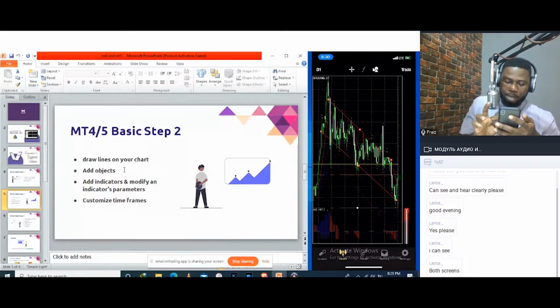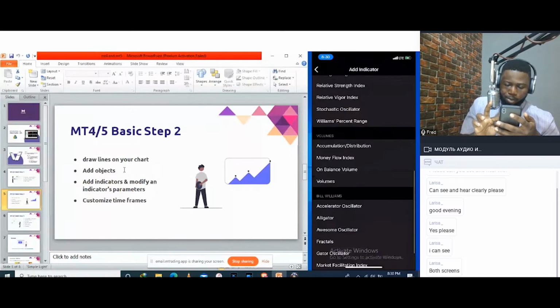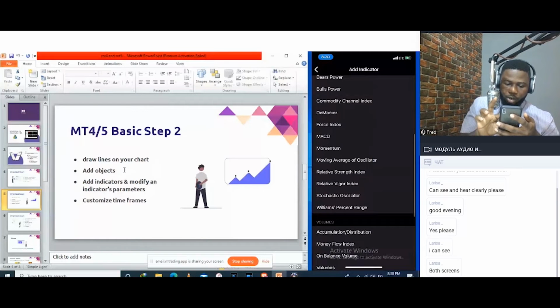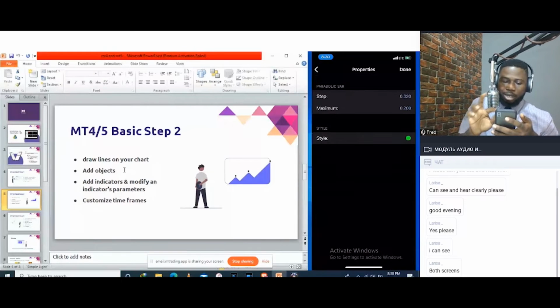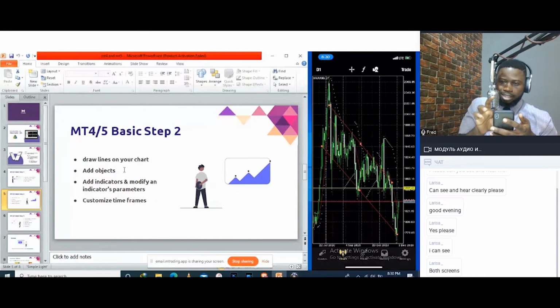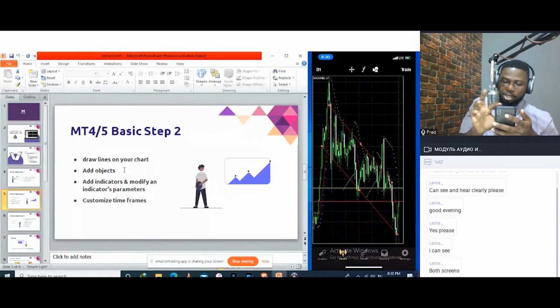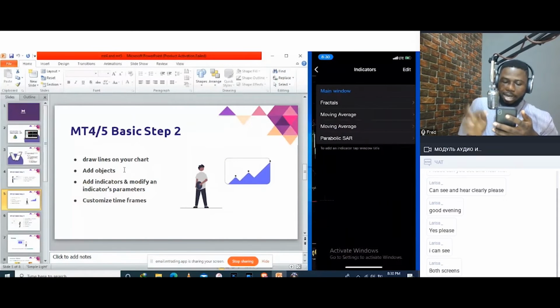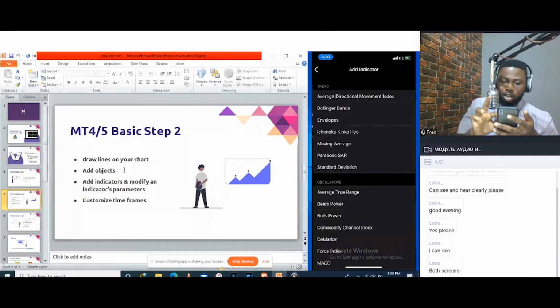Let's say the parabolic. What is the parabolic? All right, parabolic SAR. That's one of the indicators I mostly used when I started trading Forex. So we have the parabolic. I'm going to change the settings, and maintain it. You can see the green dots over there. That's the parabolic as well. If I want to remove the parabolic, I can just go right here, slide it and delete it. So simple.